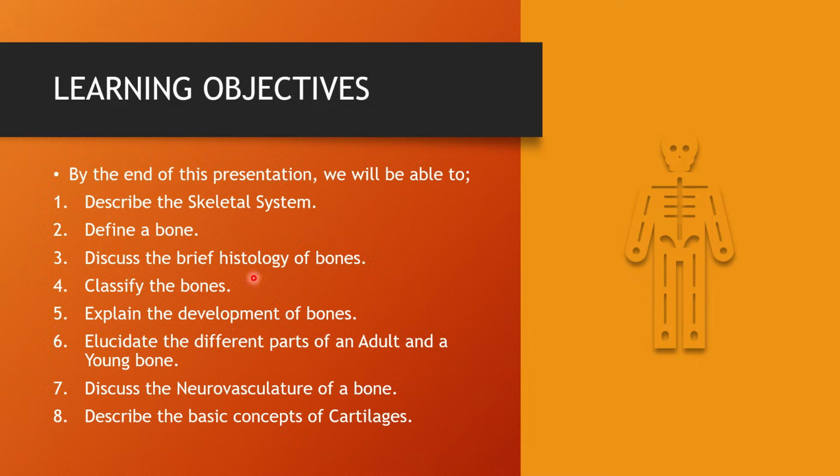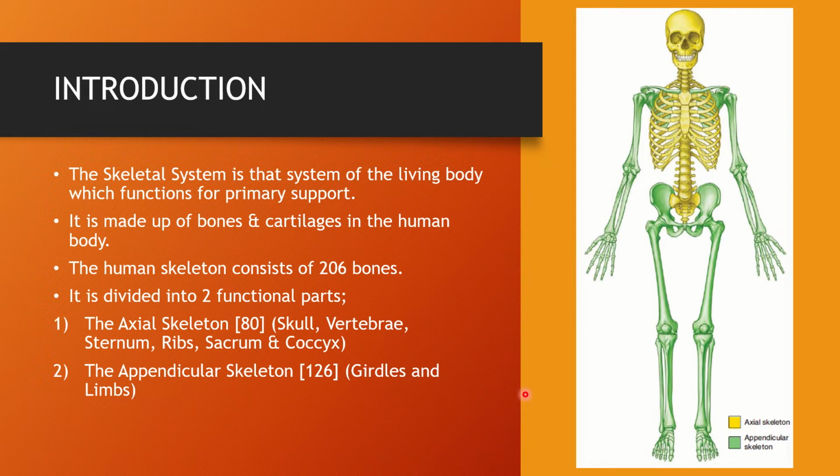We can discuss the brief histology of bones. We can also then discuss the types of bones. We can also explain the overview of development of bones. We can then describe and elucidate the different parts of an adult and a young long bone. We can then discuss the neurovasculature of a bone, and at the end we can describe the basic concepts of cartilages.